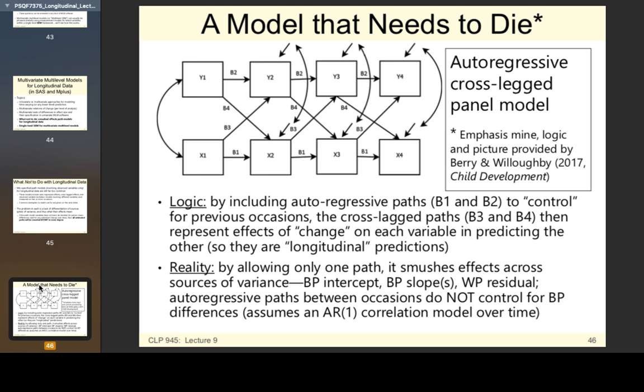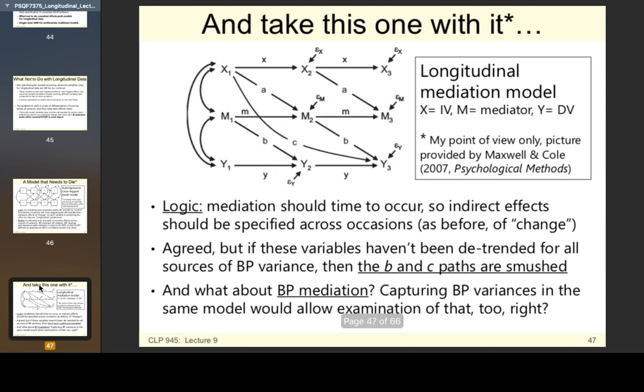So if you wanted to test these sorts of hypotheses, you have to be able to keep the between-person variances in the story. And this picture is problematic right now for the same reason. But if I put it in a multi-level SEM, will it work? Only if you do it properly. So these are longitudinal mediation models where these paths are smushed too. So don't do that. Do what he's going to show you instead.